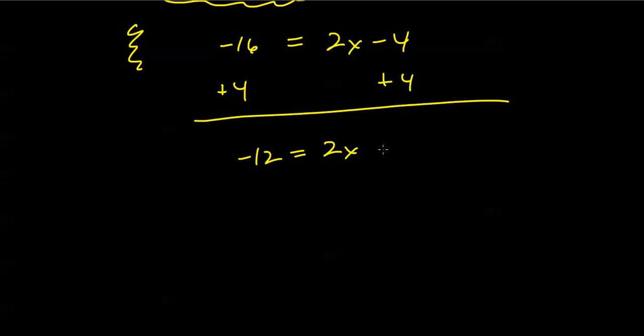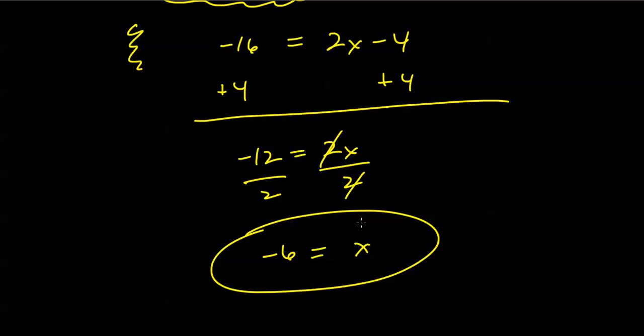And of course, now I'm going to divide both sides by 2. The 2's cancel on the right, and I get x on the right now equals minus 12 over 2 is minus 6. So my solution for this equation is minus 6. X equals minus 6.